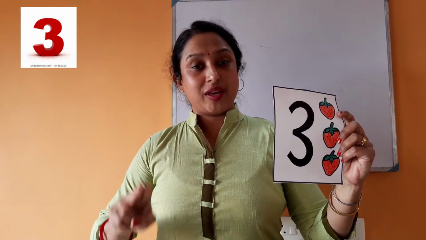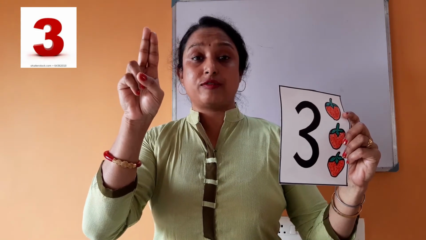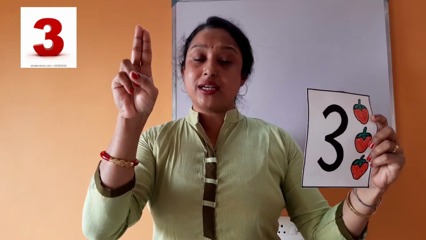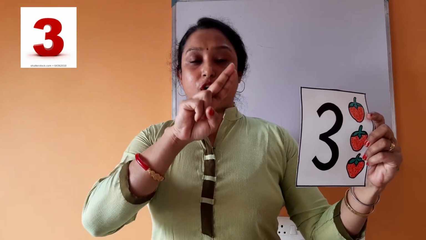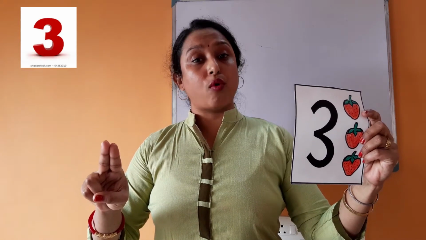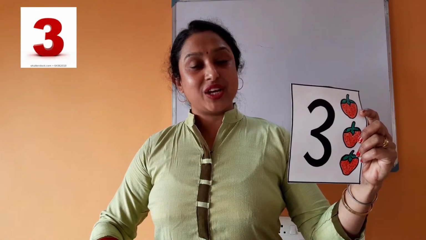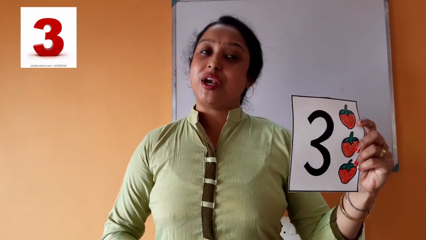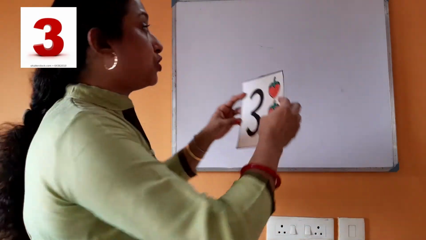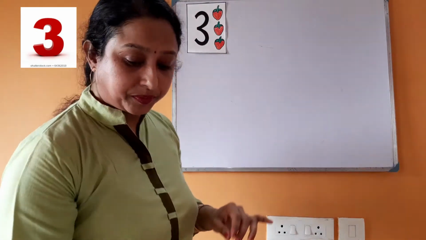Once again, start from top. Then draw 2 curves or half a circle to the right side. So start from top to middle, then draw 1 more curve from middle to bottom to the right side. So this is the formation of number 3. Now look at the board. I am going to show you how to write number 3.